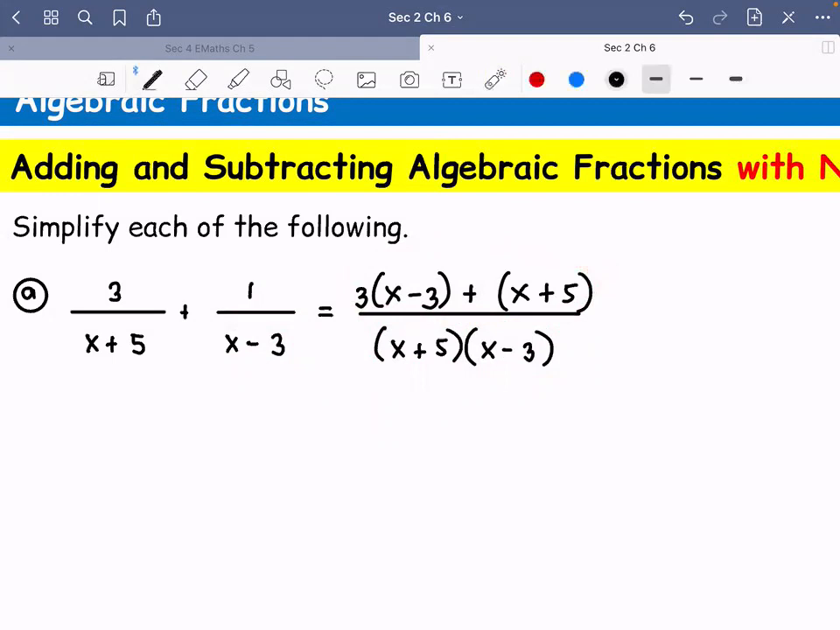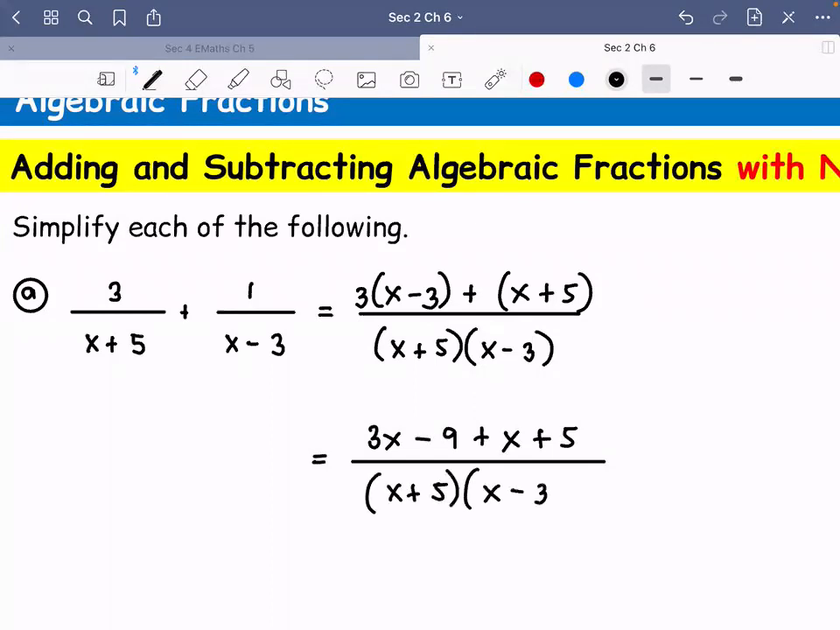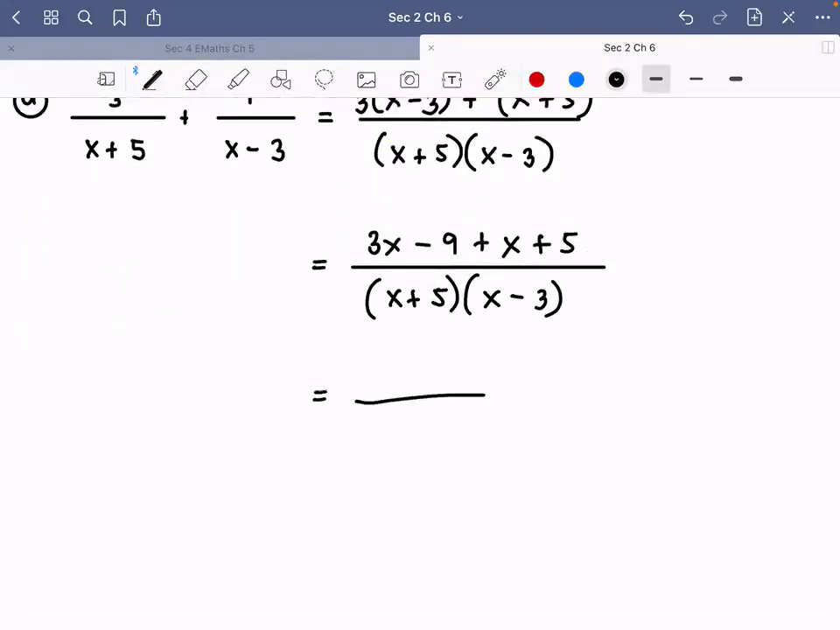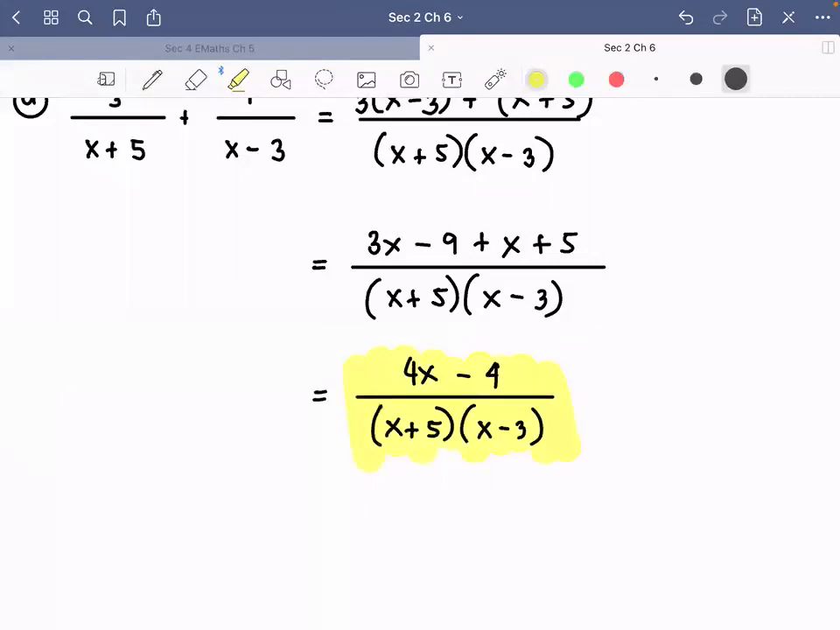So next is to simplify our numerator. Okay, so basically I'll have here 3x minus 9 plus x plus 5 over x plus 5 times x minus 3. So just simplifying the numerator, I have there 4x minus 4 over x plus 5 times x minus 3. Okay, and then that's your final answer, since we cannot simplify this thing further. Okay, do you have any question, class?